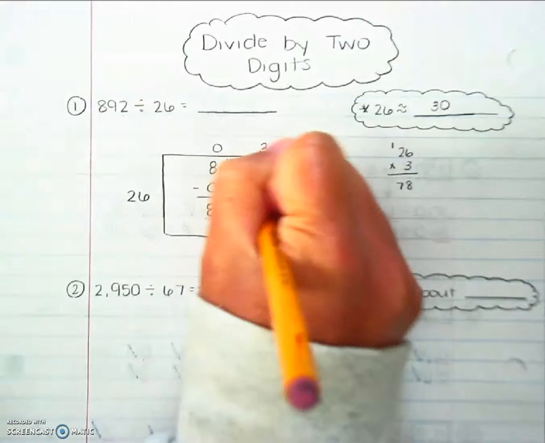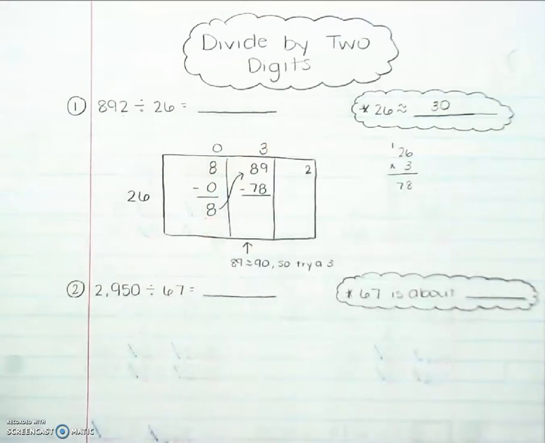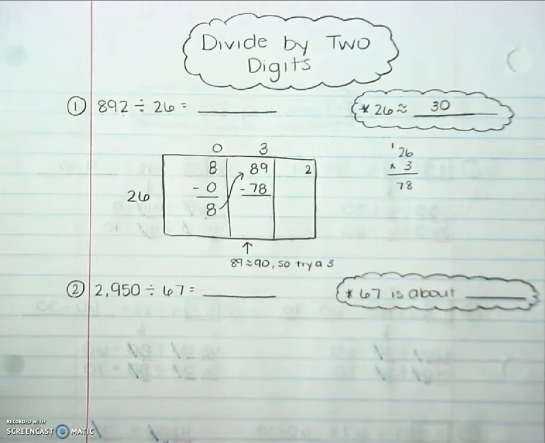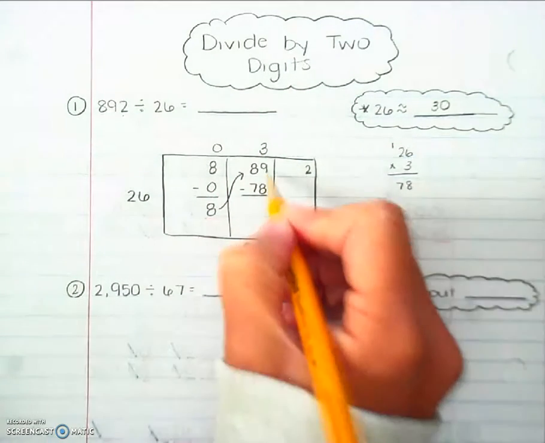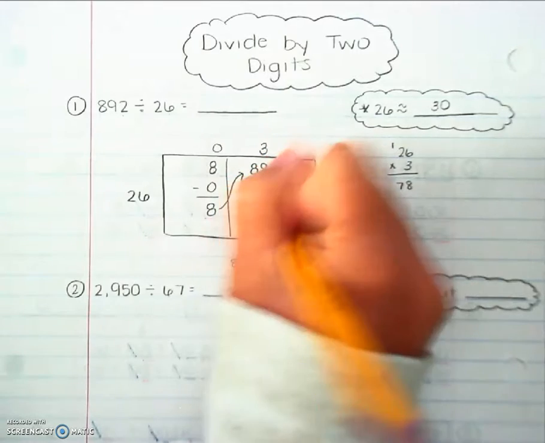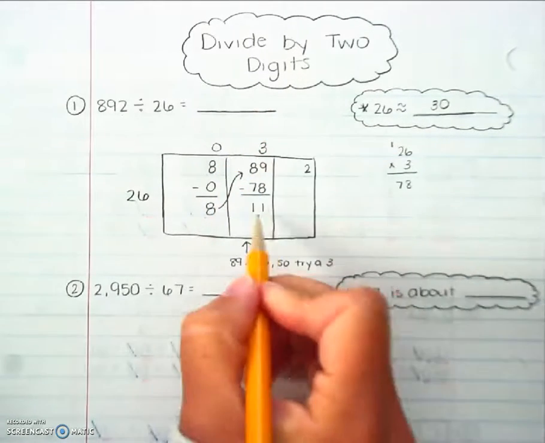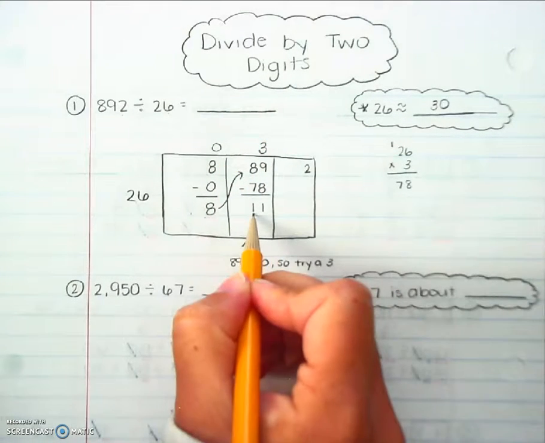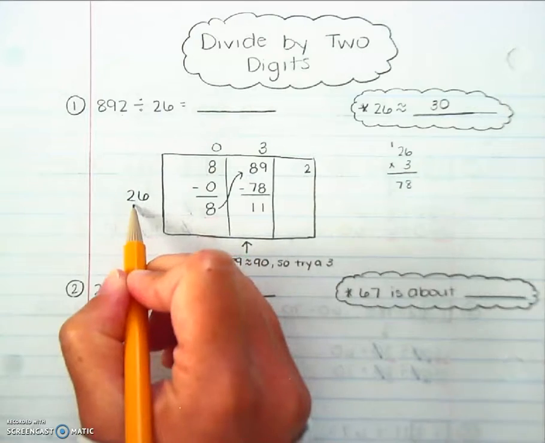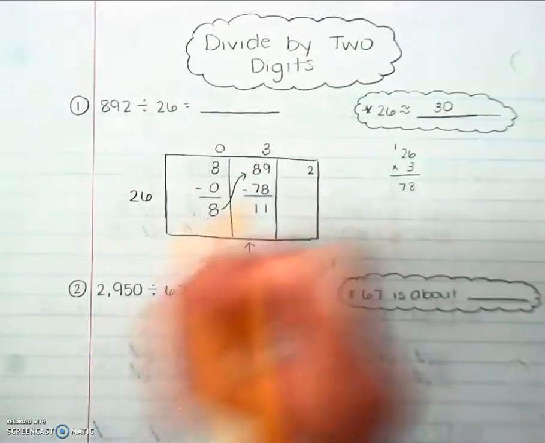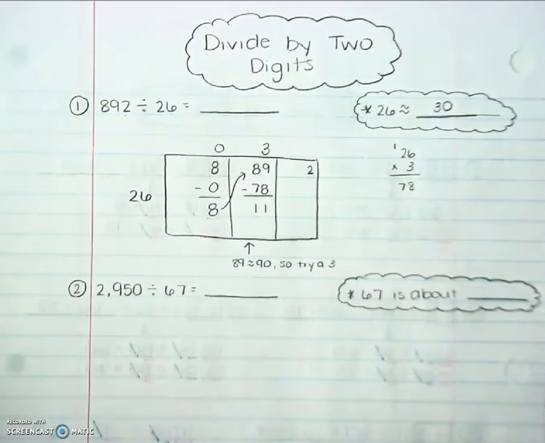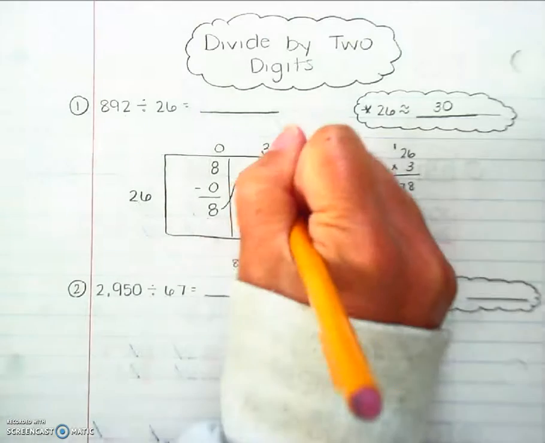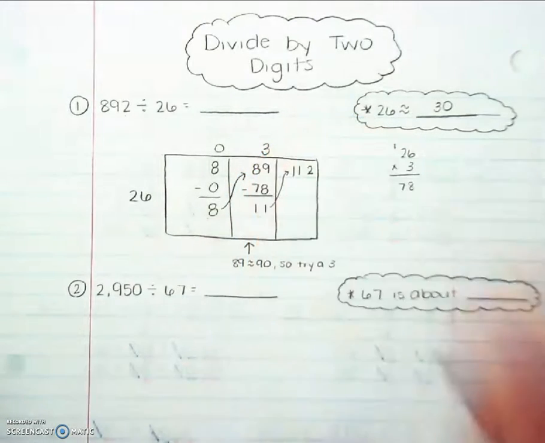Now we always check 2 things. First, is 78 less than 89? Yes, that's good. That means we didn't choose a number that was too big. Then 9 minus 8 is 1. 8 minus 7 is 1. After we do our subtraction, we check the second place. Is 11 smaller than 26? It is. That means we didn't choose a number that was too small. So we can move over both parts of this 11.